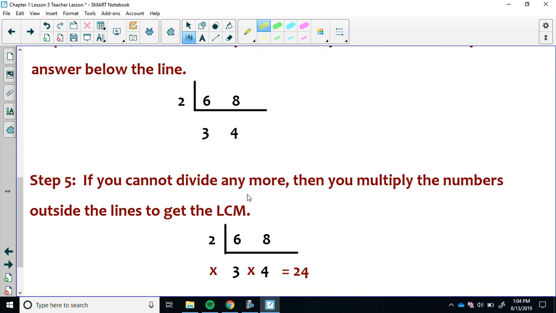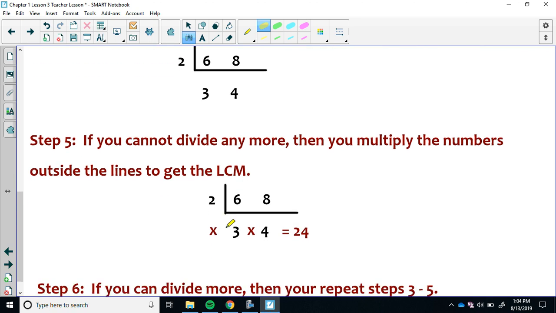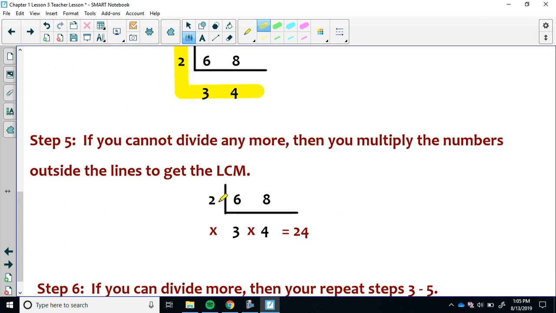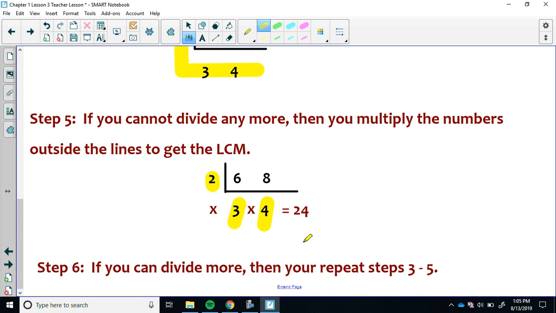If you can't divide anymore, then you take the numbers on the outside. And the thing that I tell kids to try to remember is the numbers on the outside create an L for LCM, and you multiply them together. 2 times 3 times 4, which is 24. And that would be your answer. 24.